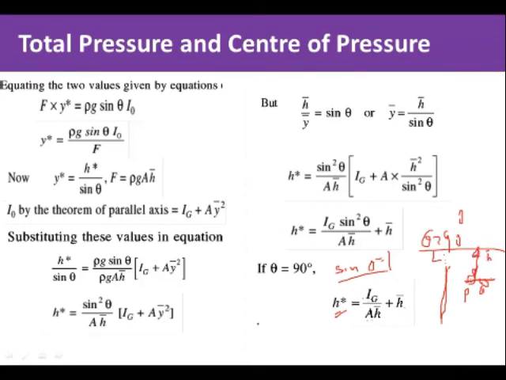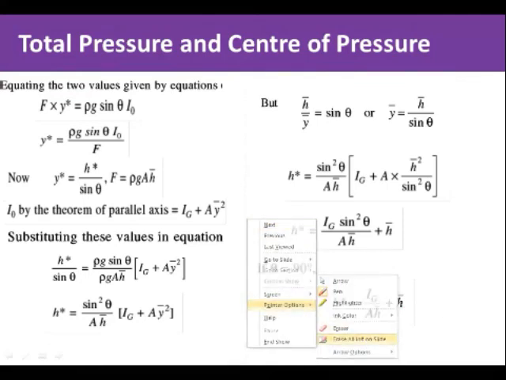Again, put it in the formula, so theta equals 0. Sin 0 is 0. So the formula will become H star is equal to Ig into sin square 0, so that is 0, upon A H bar, plus H bar. So basically this term, 0 into Ig upon A H bar, will become 0. So H star is equal to H bar if theta equals 0 degree.